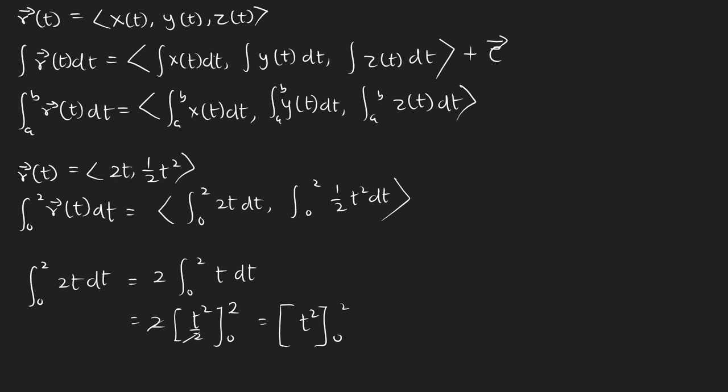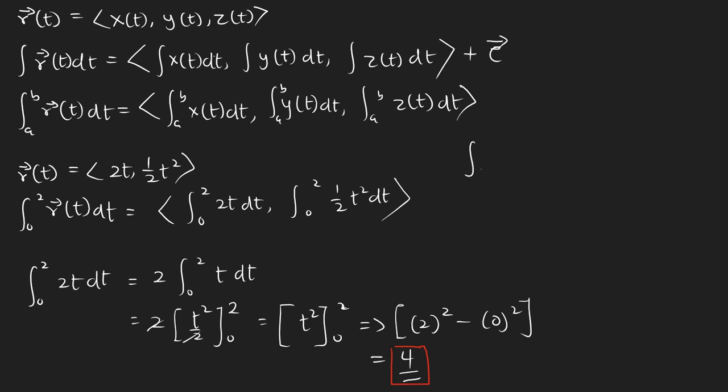So let's do the substitution. We're going to have 2 squared minus 0 squared. Then that's going to give us a value of 4. That's for the first component function after computing the definite integral. So let's take note of this here. Let's look at the second component function also.